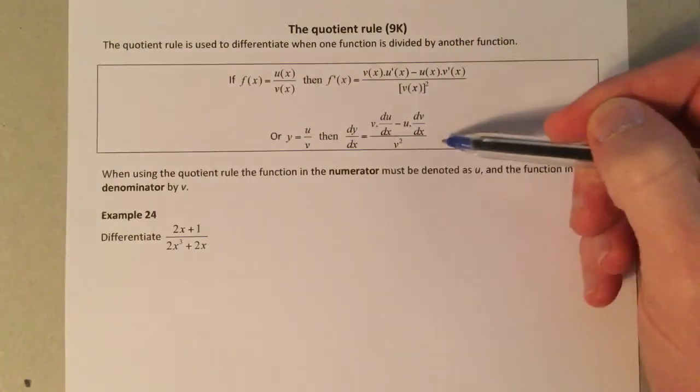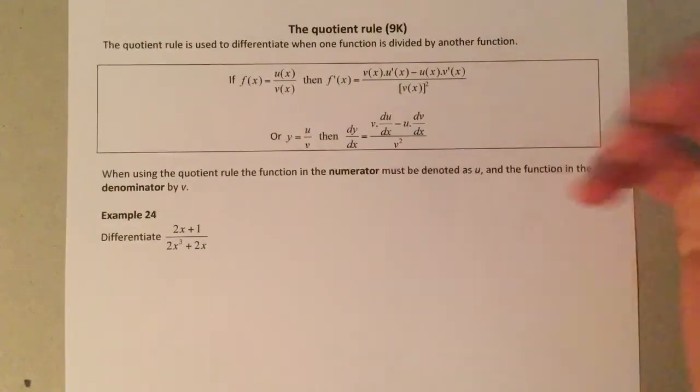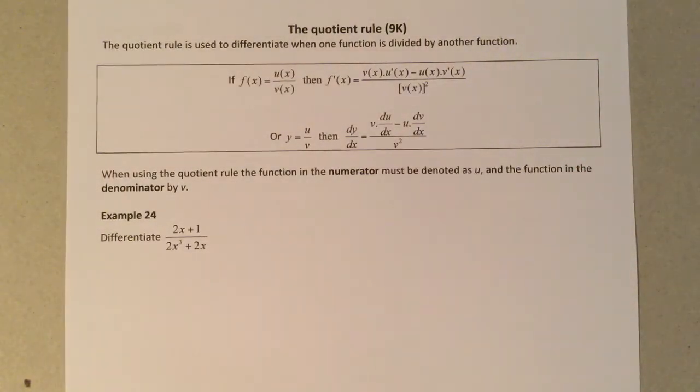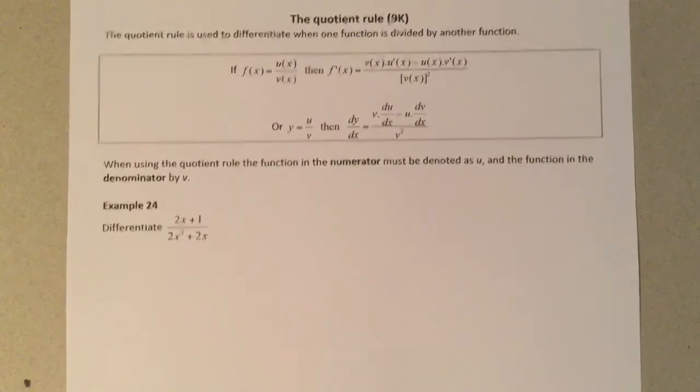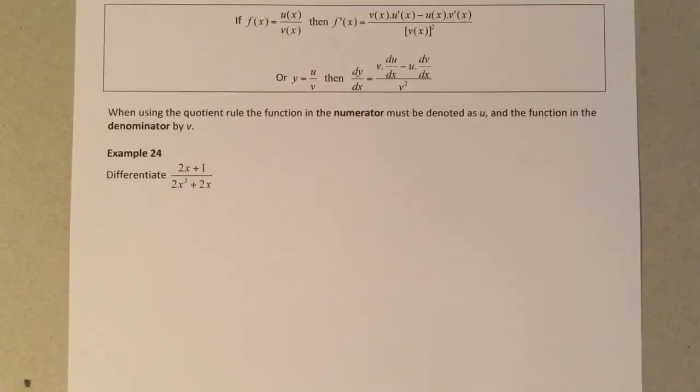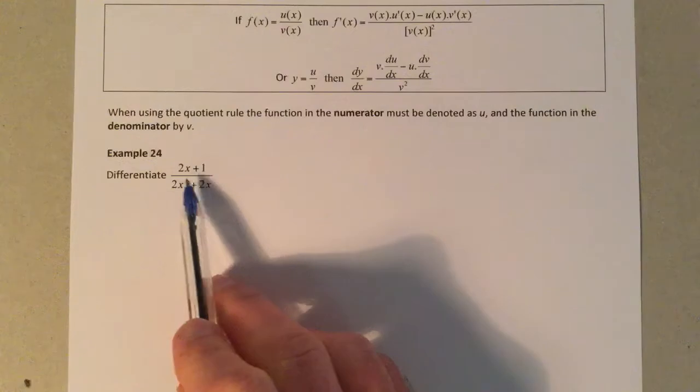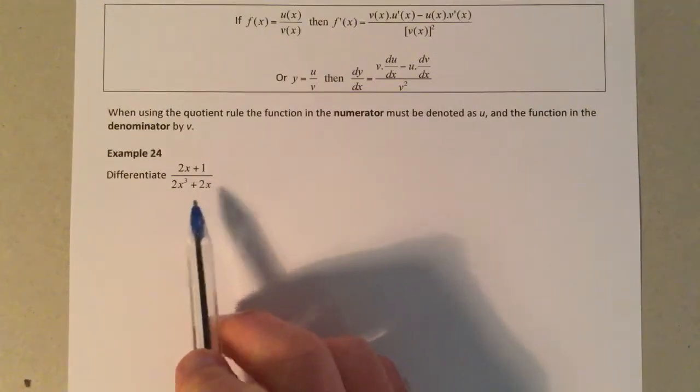Now, even when you've got the formula in front of you, it's a bit of a tricky one to keep track of, so I'm going to show you a way that I like to set it out to try to avoid making some mistakes. So let's get stuck into an example. With example 24, we're being asked to differentiate (2x + 1) over (2x cubed + 2x).